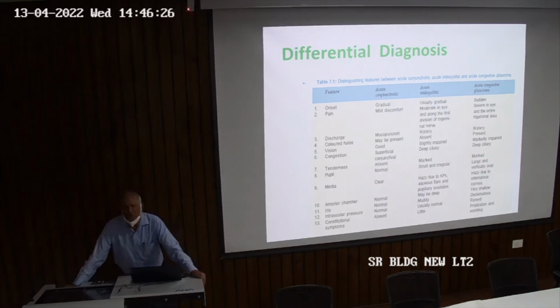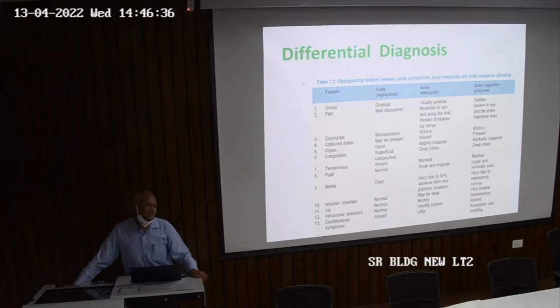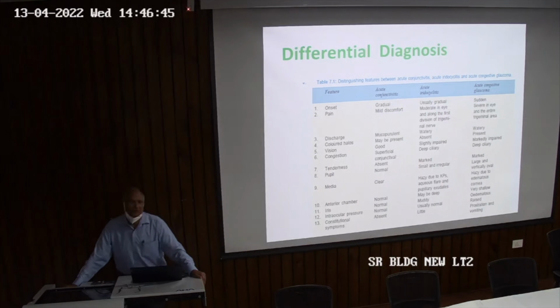But broadly we should know that the AC is shallow, tension is very high, vision is diminished, with circumcorneal congestion and vomiting. These are the features we see. So this will finish the uveitis part and the conjunctival part. And I think next time we will start a separate topic, the corneal part.